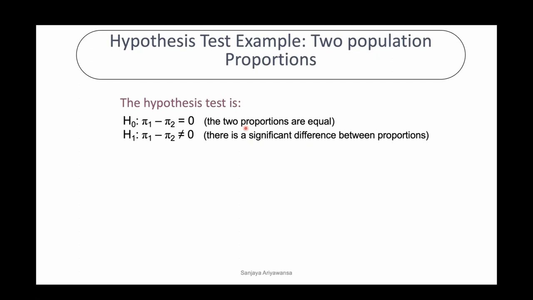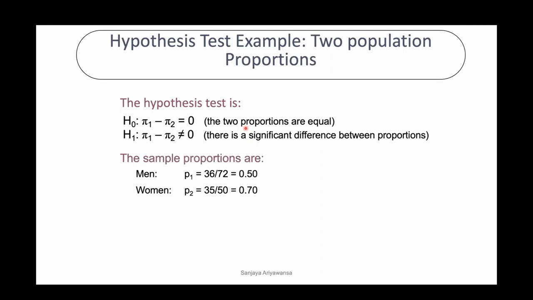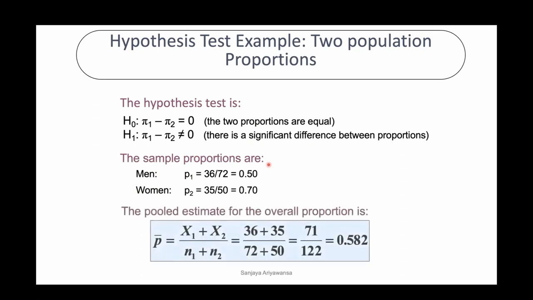Next, we write down the sample proportions, p1 and p2. 36 out of 72, p1 is for men, p2 is for women. Note how I've written it down so that the reader understands what these p1 and p2 are. And then based on this p1 and p2, we write down the pooled estimate, which is simply x1 plus x2 over n1 plus n2. x1 is 36 men, x2 is 35 women, divided by the total, n1 is 72, n2 is 50. So the pooled estimate is 0.582.